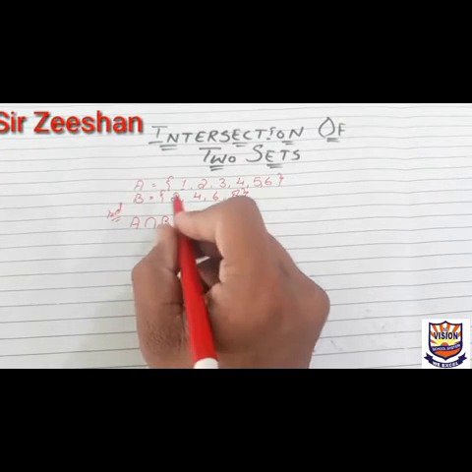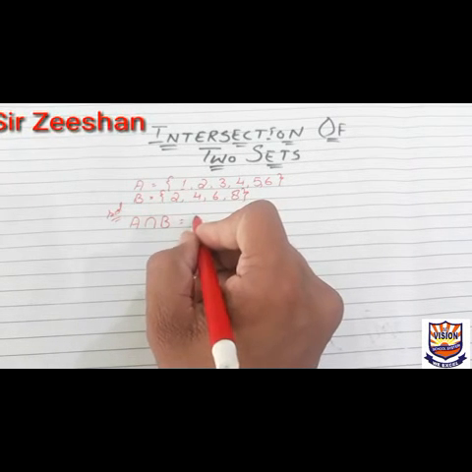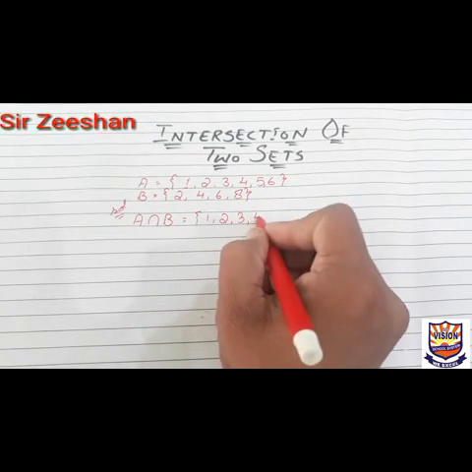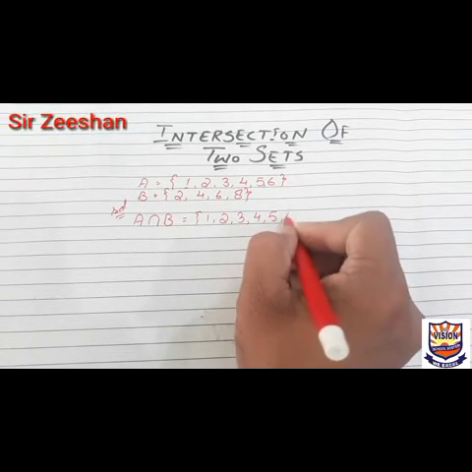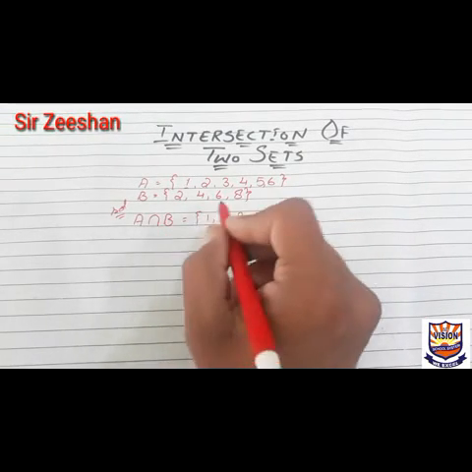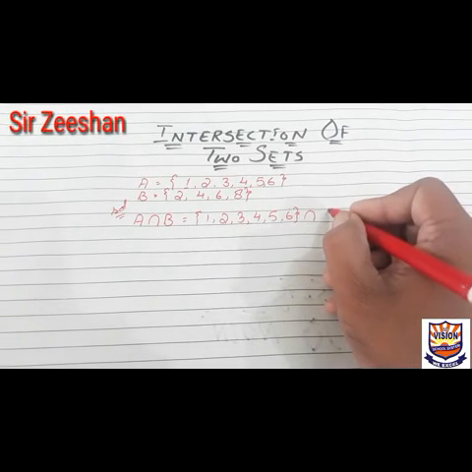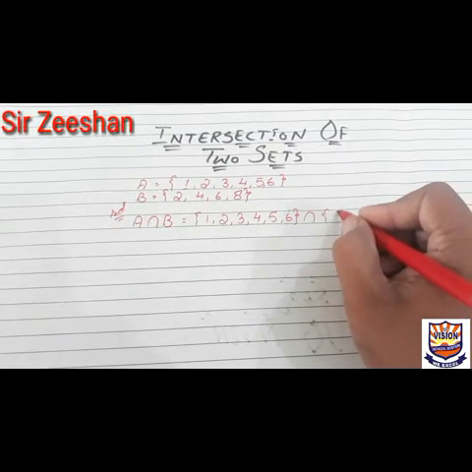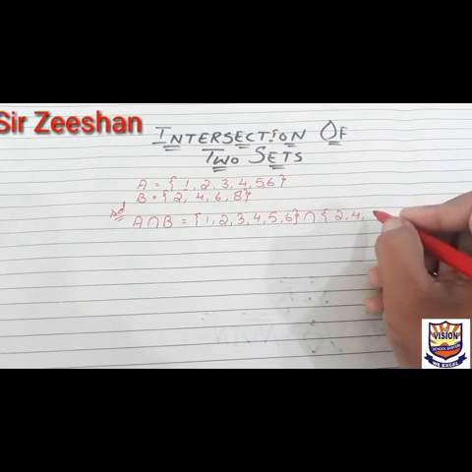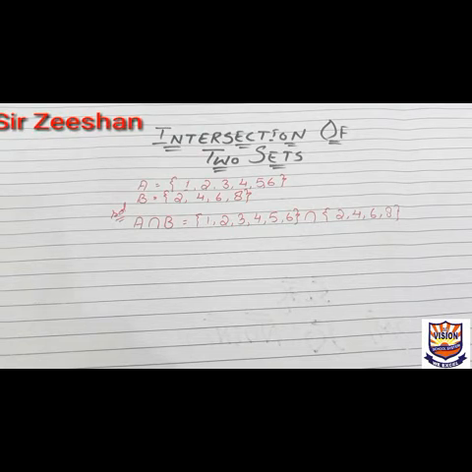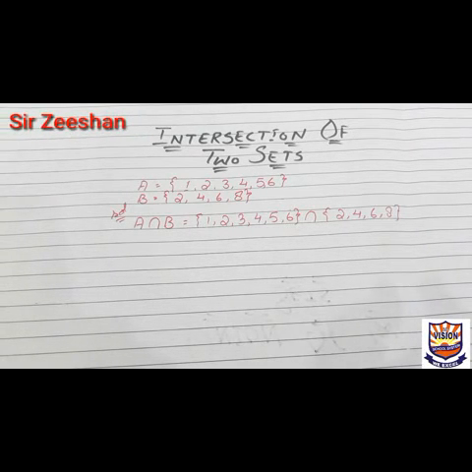A intersection B means you will write the set A first, that is 1, 2, 3, 4, 5 and 6. After that the sign of intersection, and then you will write the values of set B, that is 2, 4, 6 and 8. Now is the main part, how to find the intersection. As I told you, intersection is only the common values of two sets.